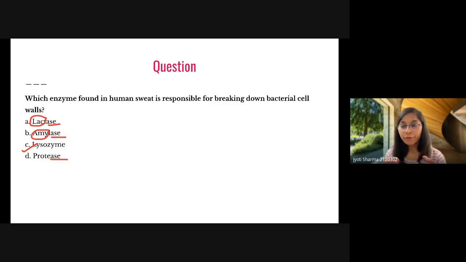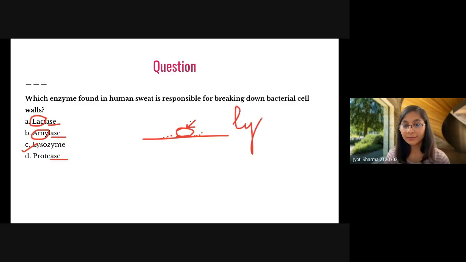But here, for example, this is our skin and this is bacteria. If we have sweating on the skin, then this sweat has some enzyme. That enzyme will break down the cell wall of the bacteria. Breaking down means lysis, right? So if we have an enzyme that is breaking down the cell wall of the bacteria, then that enzyme's name will be lysozyme.